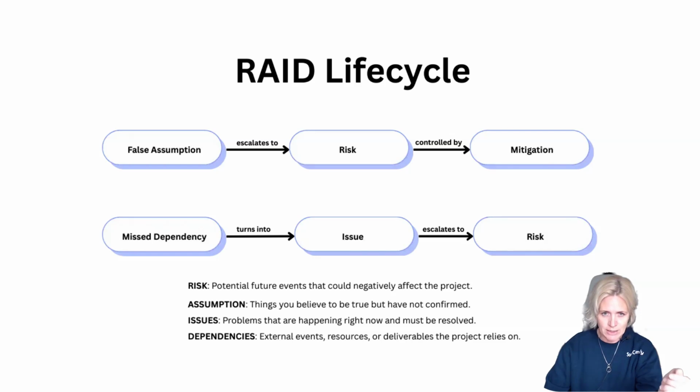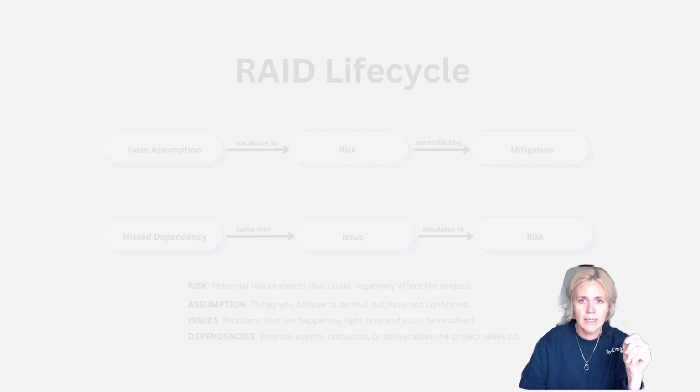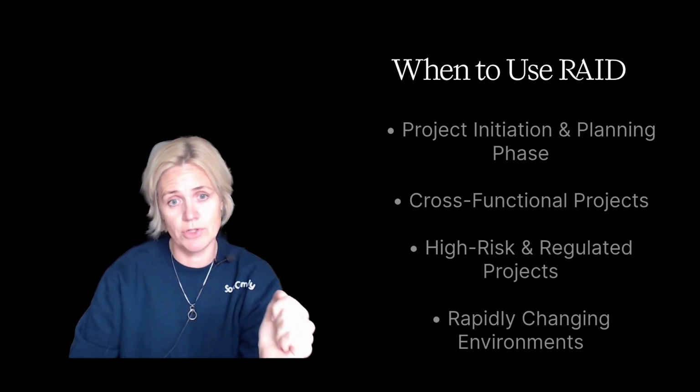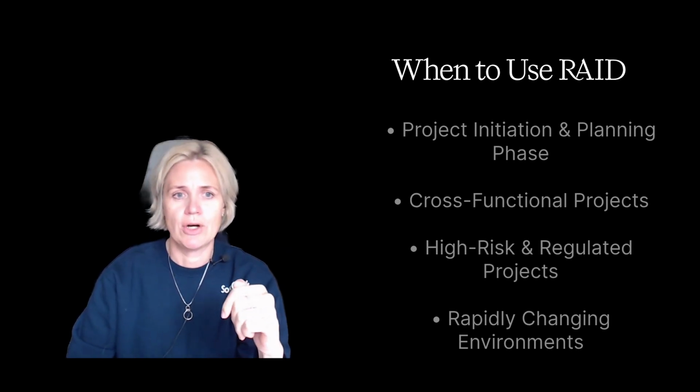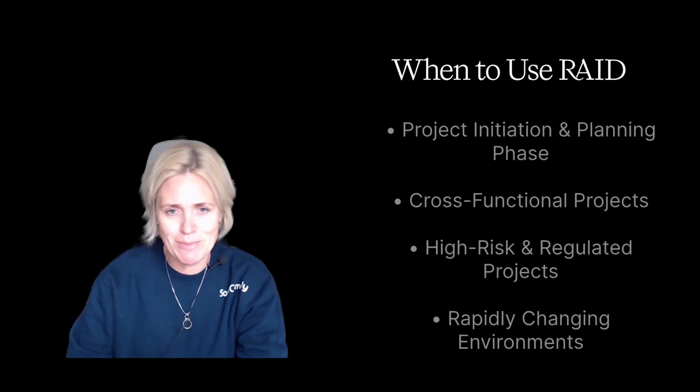So the typical life cycle of a RAID in practice is the following. An assumption that turns out to be wrong or invalid becomes a risk, and the risk needs to be controlled by a mitigation action. Or you have a dependency that slips or is missed that can create an issue that in turn can escalate into a risk. So these are the two cornerstones of what happens in the RAID project. These transitions are much easier to manage if risks and dependencies are already full Jira issues. This we can jump into afterwards when we look into how you can set up RAID inside Jira. But let's first look into when is RAID most useful.